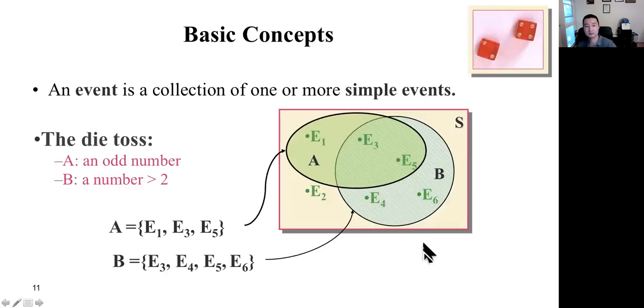Go back to this graph. For example, event A is 1, 3, 5, and B is 3, 4, 5, and 6, as we see from here. So A or B will include E1, E3, E5, E4, and E6. So anything within circle A and circle B. On the other hand, A and B, which is the intersection of circle A and circle B, means both A and B occur. So that includes E3 and E5.